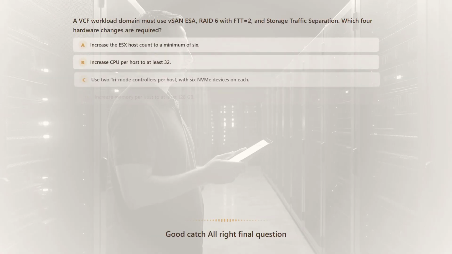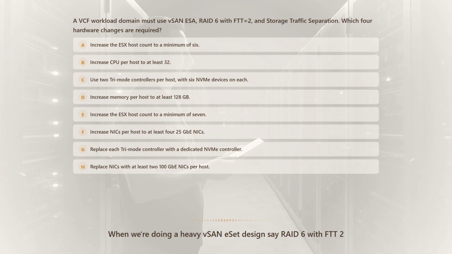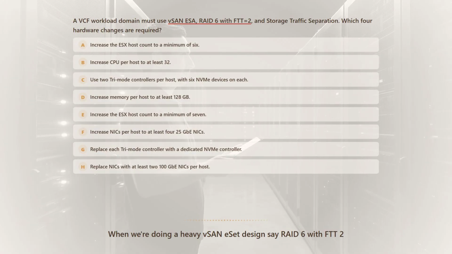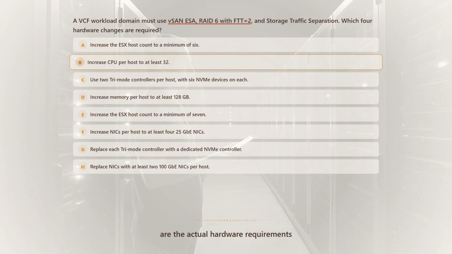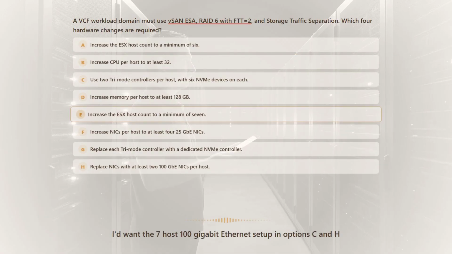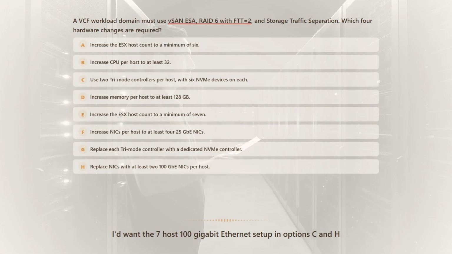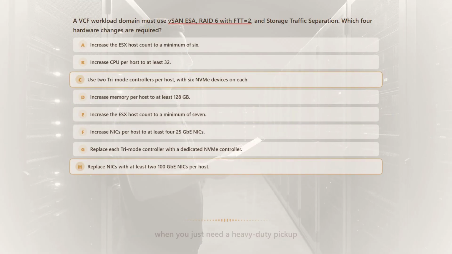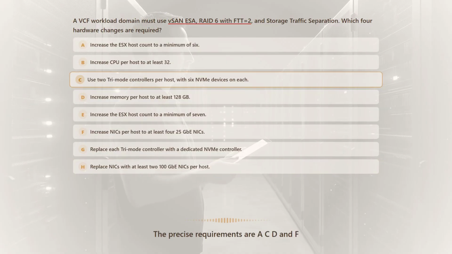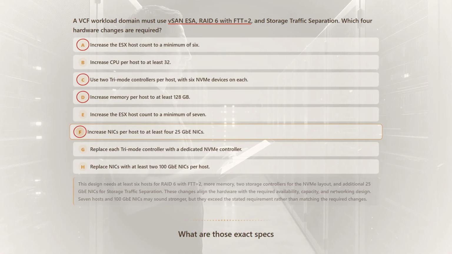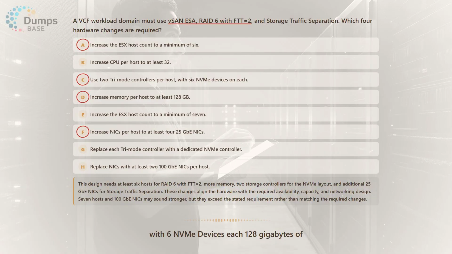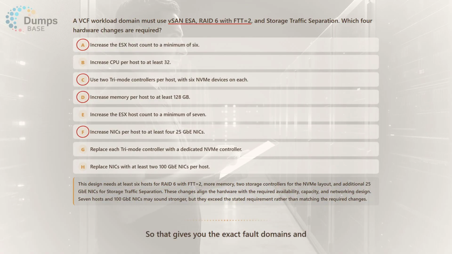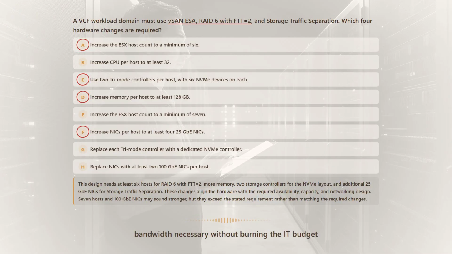Good catch. All right, final question. When we're doing a heavy vSAN ESA design, say RAID 6 with FTT equals 2 plus storage traffic separation, what are the actual hardware requirements? Sounds massive. I'd want the 7-host, 100 gigabit Ethernet setup in options C and H. That is buying an oversized dump truck when you just need a heavy-duty pickup. The precise requirements are A, C, D, and F. Wait, what are those exact specs? Exactly 6 hosts, 2 tri-mode controllers with 6 NVMe devices each, 128 gigabytes of RAM, and 4 25-gigabit Ethernet NICs. So that gives you the exact fault domains and bandwidth necessary without burning the IT budget.